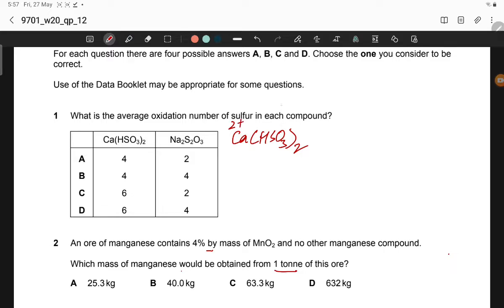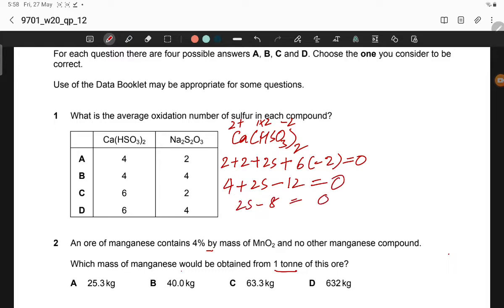Calcium carrying 2 positive, hydrogen carrying 1 into 2, and sulfur we have to calculate, oxygen carrying -2 charge. 2 positive plus 2 plus 2s plus 6 multiplied by -2 is equal to 0. 4 plus 2s plus -12 is equal to 0. 2s minus 8 is equal to 0. 2s is equal to 8 and s is equal to 4. So this is 4.